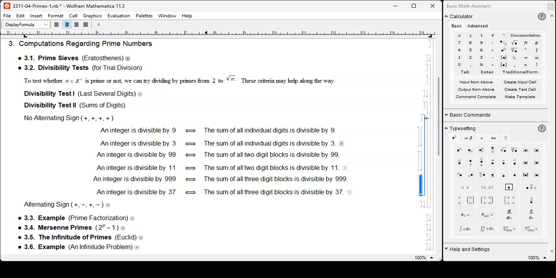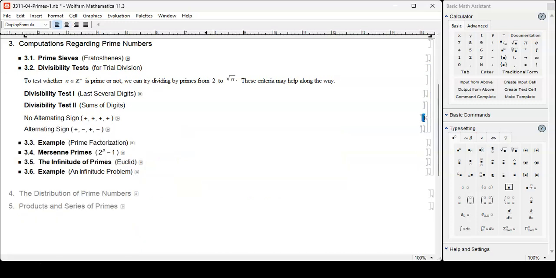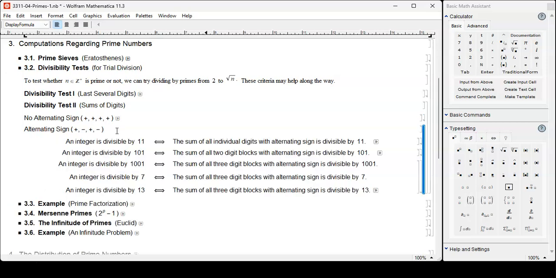All right, now let's go to divisibility test 2. Maybe I should have named it test type 3. Sum of digits, yes, but this time we have alternating signs: plus, minus, plus, minus. And that's for 11 and 101 and 1001, which is 7 times 11 times 13. 7 and 13, those are going to be quite useful.